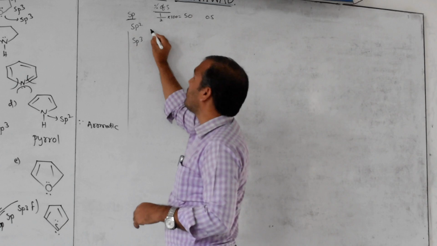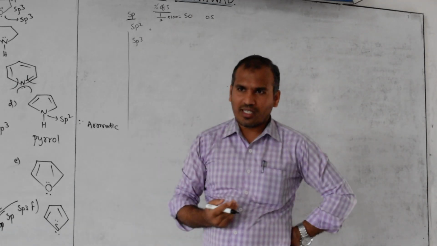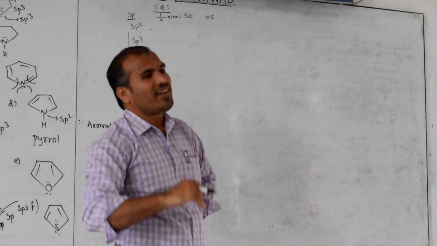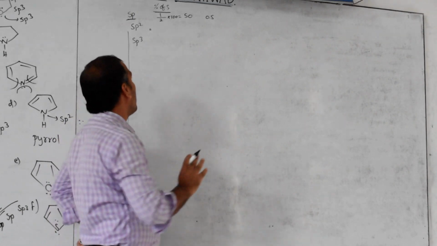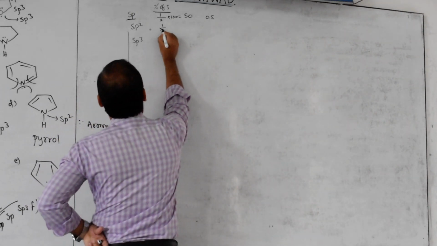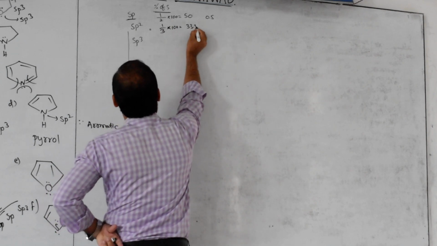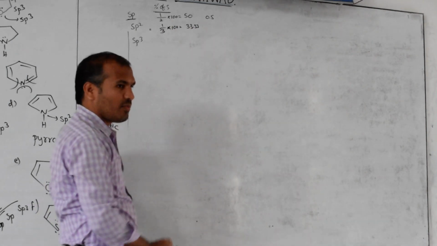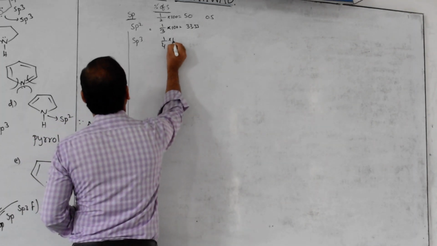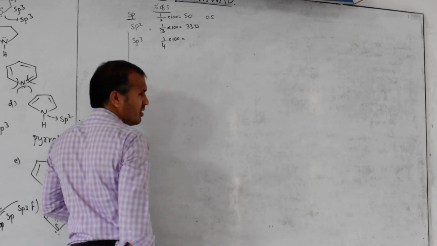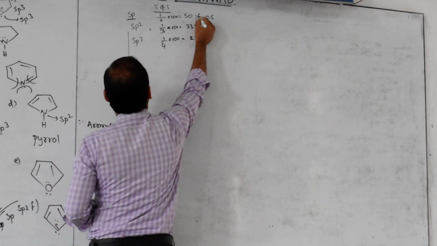Now in sp2, tell what is the percentage of S character. Now I am asking the percentage of S character. In exam they may ask the P character also. Then you have to subtract from 100, then you will get the P character. So apply the concepts. Now 1 by 3 into 100, then how much? 33.3. Next, for this 1 by 4 into 100, then how much is it? 25%.